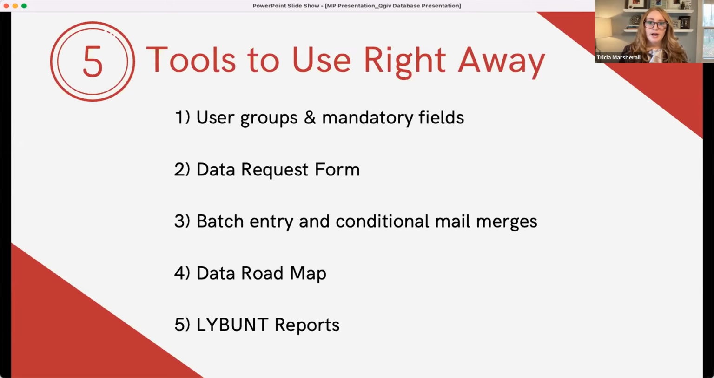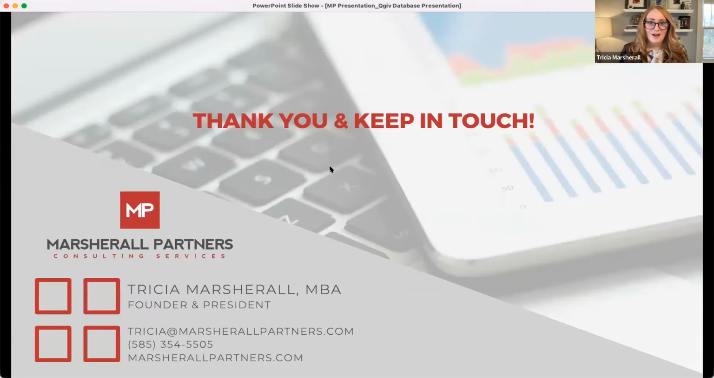And then from a reporting standpoint, your LIBUNT report, take a look at donors who gave last year but have not yet given this year. LIBUNT, for those of you who aren't aware, is what LIBUNT stands for: last year, but unfortunately not this year. Given that it's year end, it's not too late to take a strategic approach to re-engage those donors. So that is the 5 tools that I recommend implementing right away.